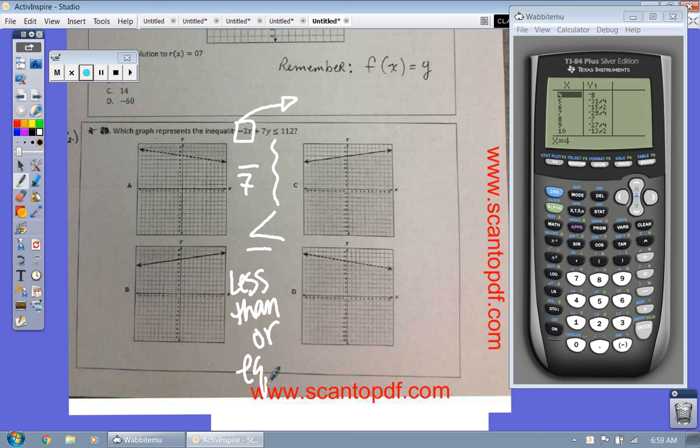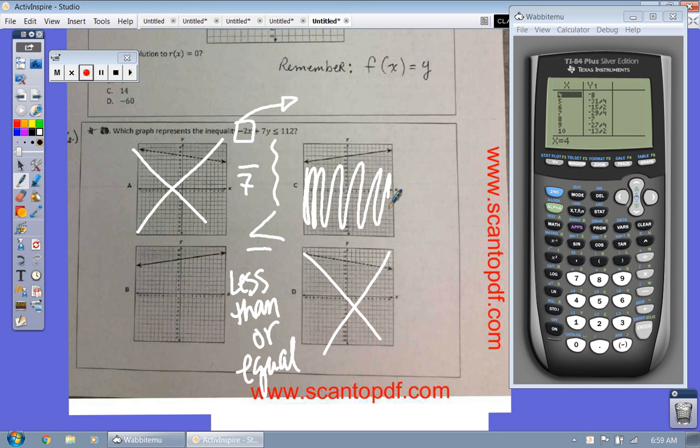or equal. Less than or equal means it's a solid line, so it cannot be A, it cannot be D. Less than means to shade below the graph, and it might be a little hard to see, but letter C is actually shading below the graph. So our answer is C. Now if this 7 right here would have been negative, the sign would have flipped, and it would have gone to B. But since it wasn't, our answer is C.